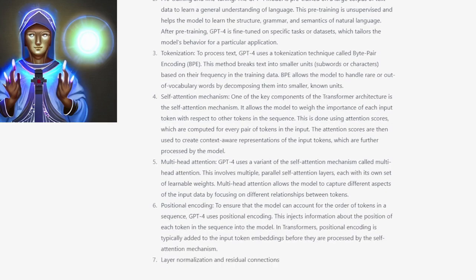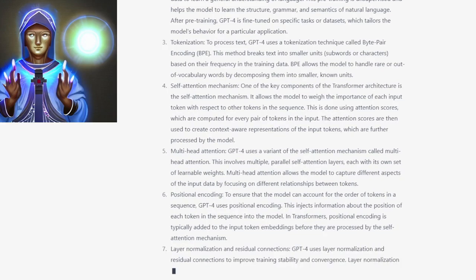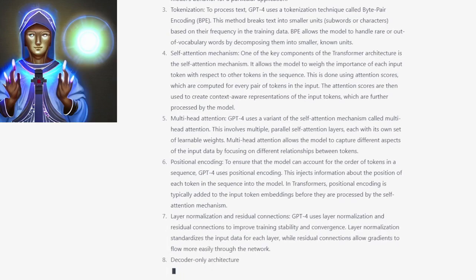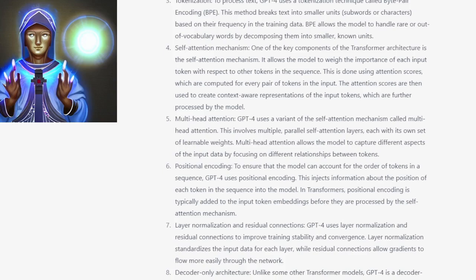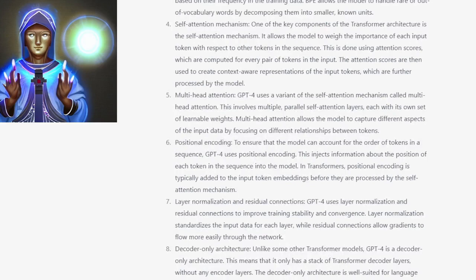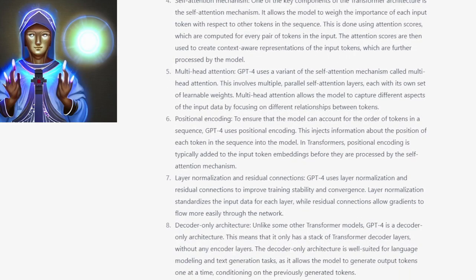Tokenization. To process text, GPT-4 uses a tokenization technique called byte pair encoding, BPE. This method breaks text into smaller units, subwords or characters, based on their frequency in the training data. BPE allows the model to handle rare or out-of-vocabulary words by decomposing them into smaller, known units.